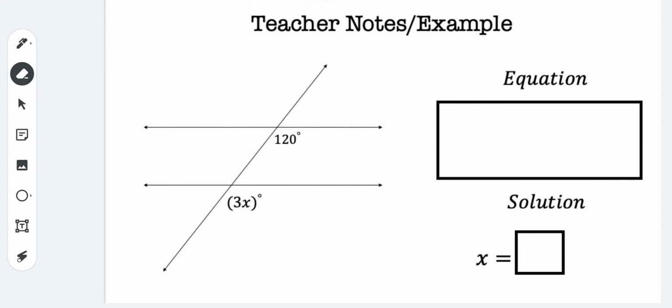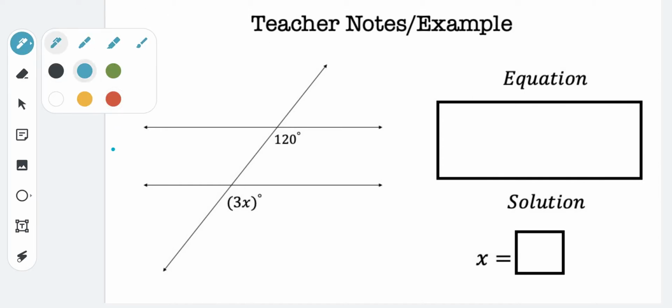Hey everybody, together we're going to do a corresponding angle problem. So come on over here and grab a pen or a marker, okay? And we want to know what the value of this x is, okay? So we know that this angle here is 3 times x, and this angle here is 120 degrees, right? And notice they're also corresponding.